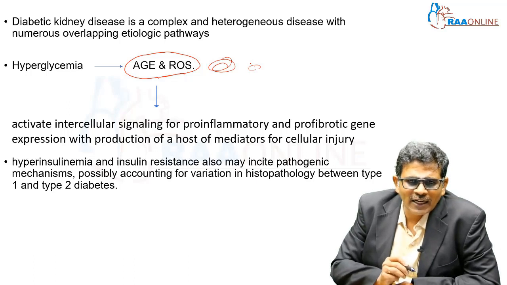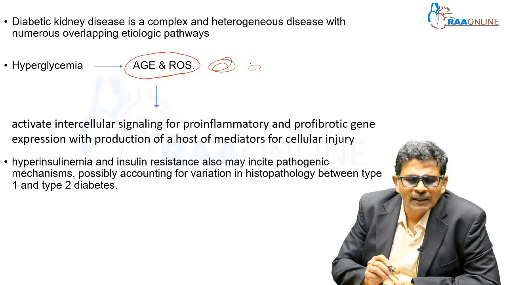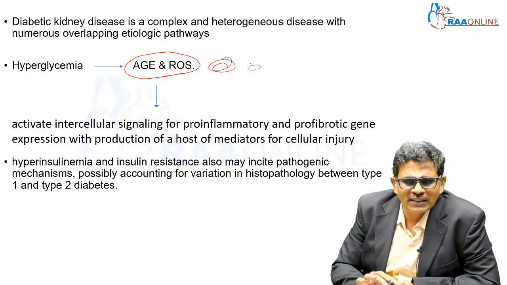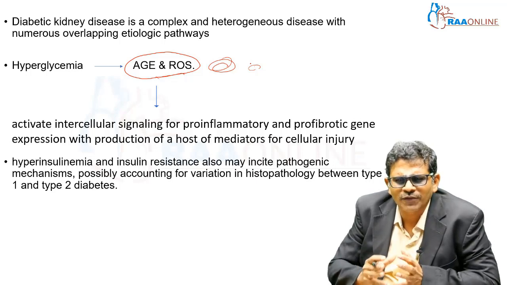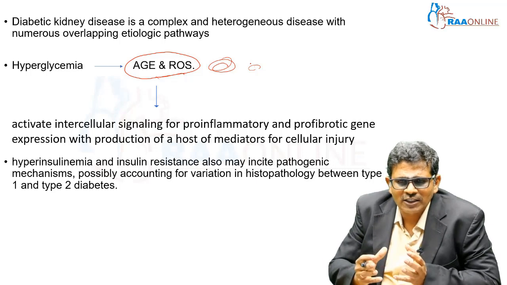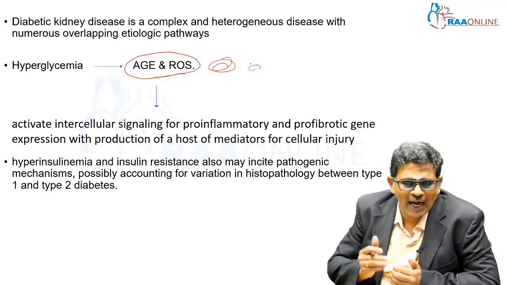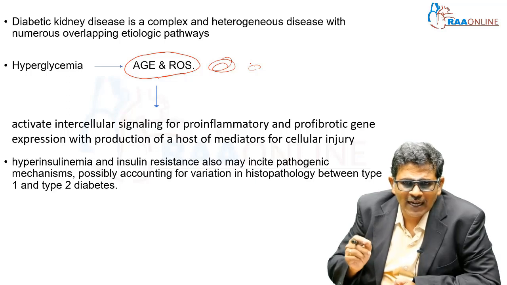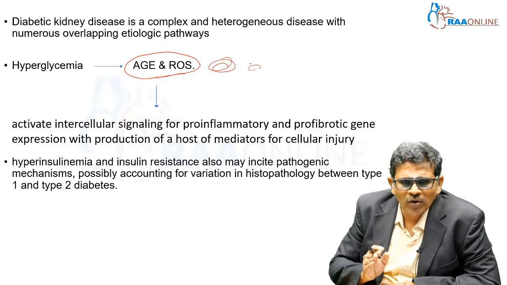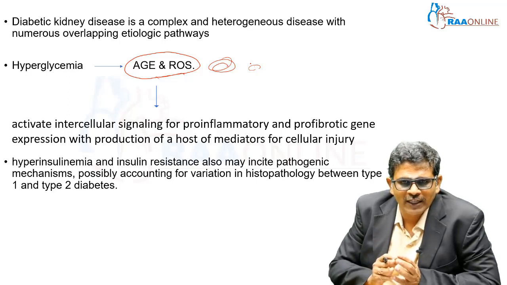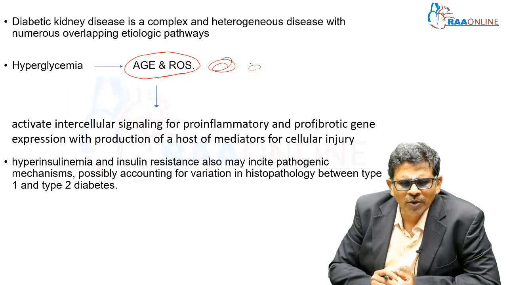These glycation end products and reactive oxygen species activate intracellular signaling for pro-inflammatory and pro-fibrotic gene expression, with the production of a host of mediators for cellular injury. Lots of factors are brought in for the cascade of events that happens after that, but it all starts with the glycation end products and the reactive oxygen species, which we need to remember very clearly. It is not only about these; there is a contribution from hyperinsulinemia and insulin resistance also.